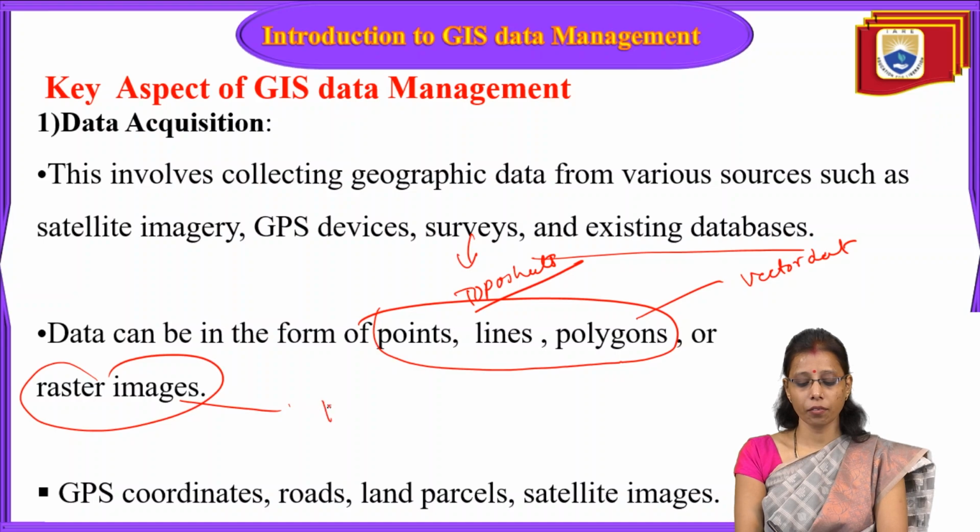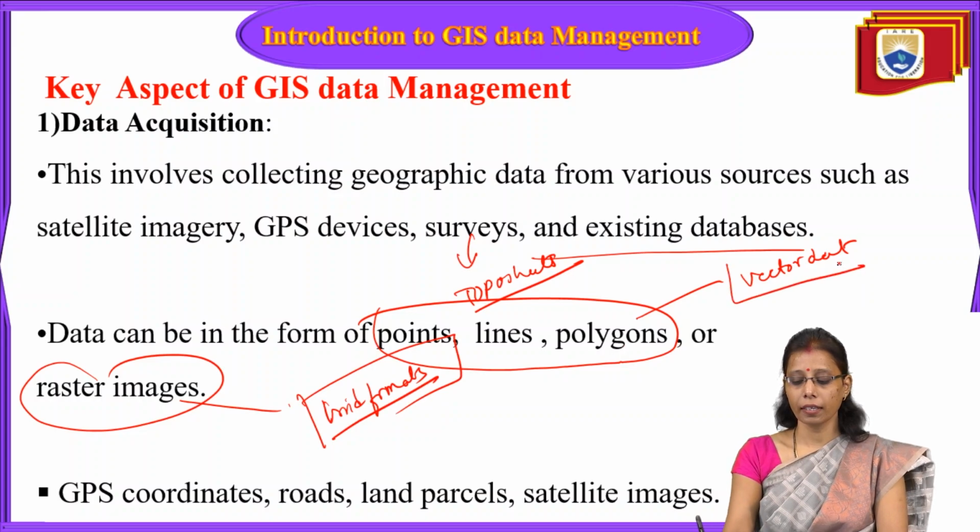Raster data will be in the form of grid format. Raster data is in the form of grid formats, and vector data is in the form of point, line, and polygon. So this kind of data will be stored in the GIS data, and whenever we want to retrieve the data to analyze it, this information is retrieved and used.